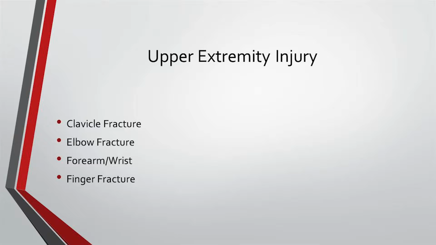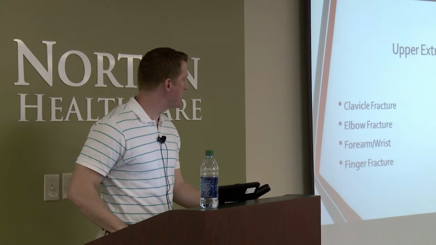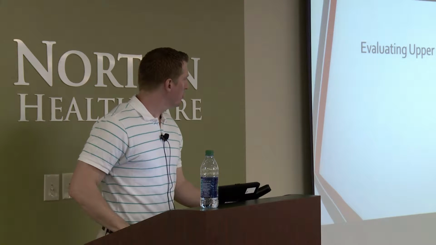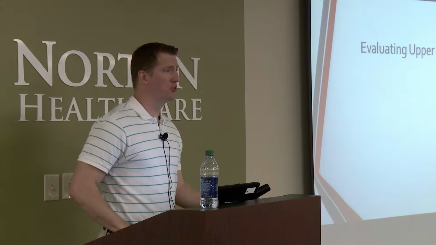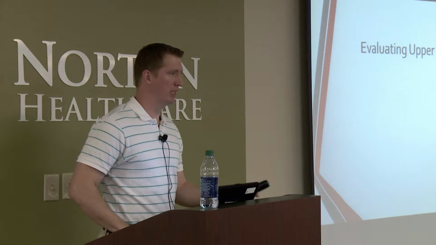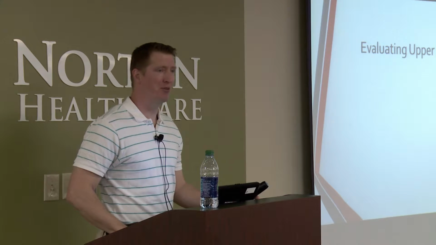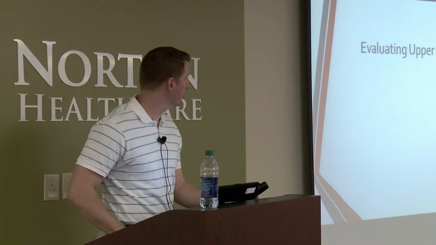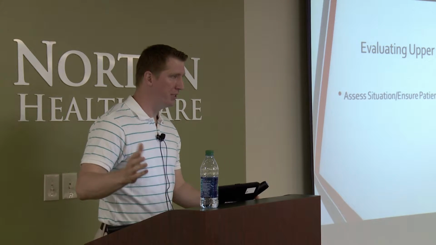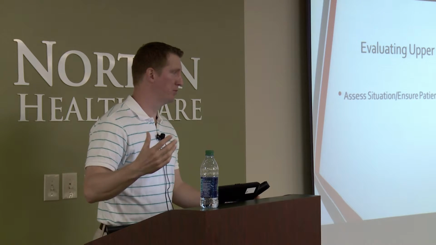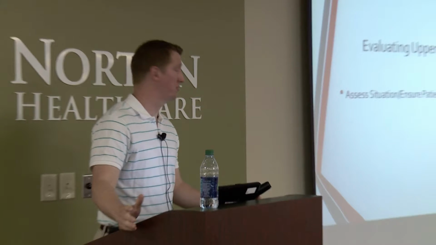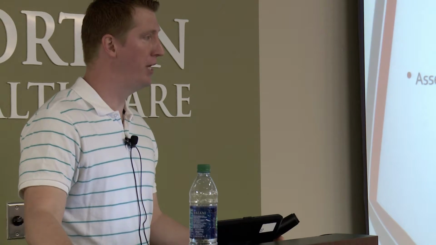So upper extremity injuries. I'm going to go over clavicle fractures, briefly go over elbow injury, forearm injury, as well as some finger injuries. So as far as evaluating upper extremity for injury, and I'm kind of referring to clavicle or shoulder, but you'll see an incredibly common theme for the rest of the upper and lower extremity. The first thing you do when you come across a child who seems to have an upper extremity injury is assess the situation. Ensure that the patient is safe, and not maybe just the patient, but yourself.